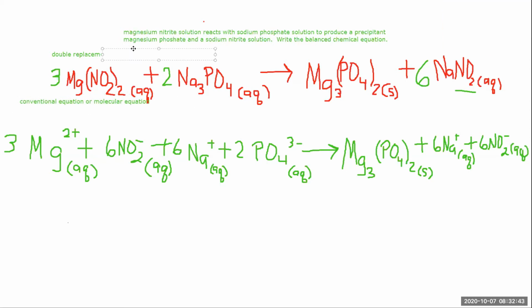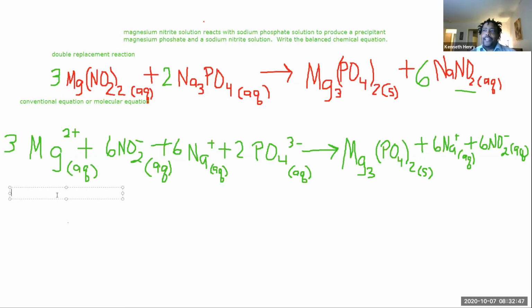Dr. Henry, so this would be an ionic chemical equation, right? Yes. And the net ionic ones would be the ones where it only includes the magnesium and the phosphate because those are the ones that make a solid, correct? Yep. Okay.